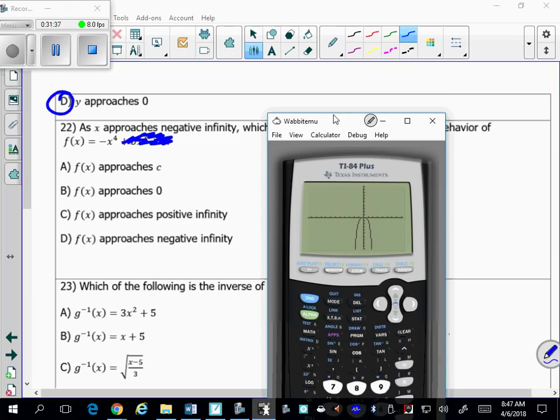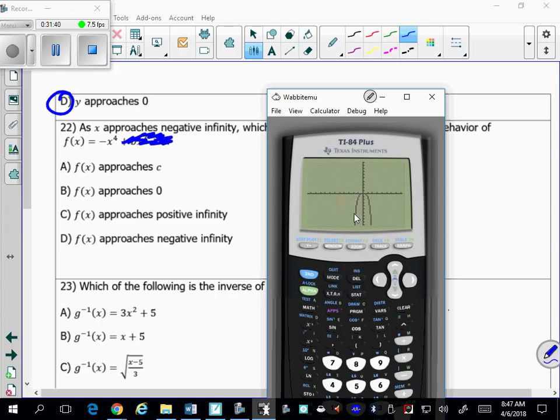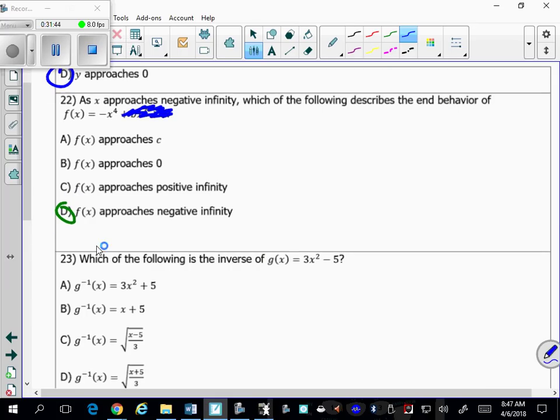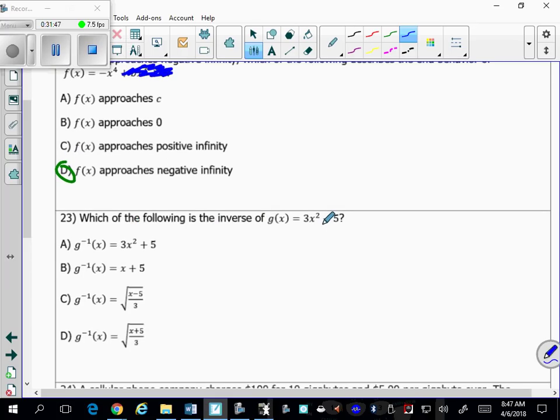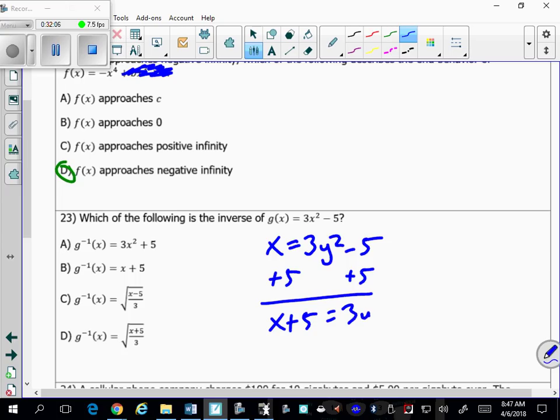The following is the inverse. So we have g of x. That's going to become your inverse, which means switch x and y. So I'm going to physically switch x and y, and then you need to solve for y. Get y by itself. So add 5. Divide by 3. Get y squared equals x plus 5 divided by 3. And the opposite of square is square root, so square root everything.